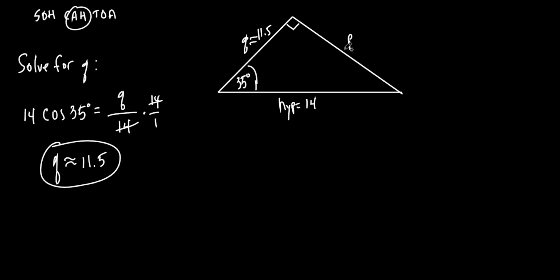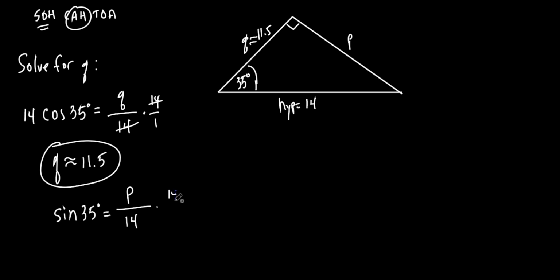All right, this time, this side is not adjacent. What is it? This is opposite, isn't it? This is opposite, and this is hypotenuse. Which trig function uses opposite and hypotenuse? The sine does. All right, so that's what we're going to do. We're going to go the sine of that angle, which is 35 degrees, is equal to the opposite, which is P, over the hypotenuse, which they told us is 14.